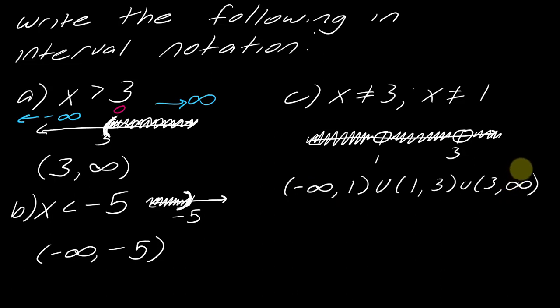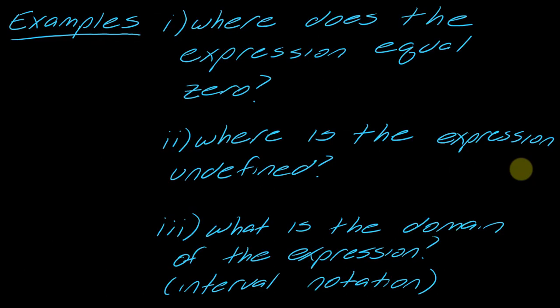So why are we talking about all of this? This is going to come in handy with the next exercise. In the next examples, I want to use the same questions over and over. This is a 3-part question. The first question is, where does the expression equal 0? The next question is, where is the expression undefined? And the last one is, what is the domain of the expression? And we want to state that in interval notation.